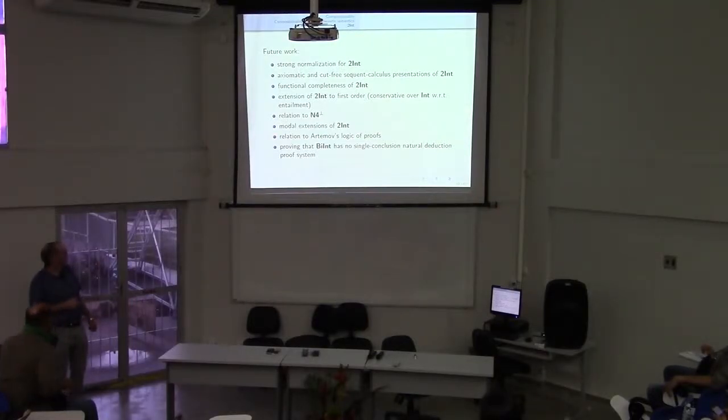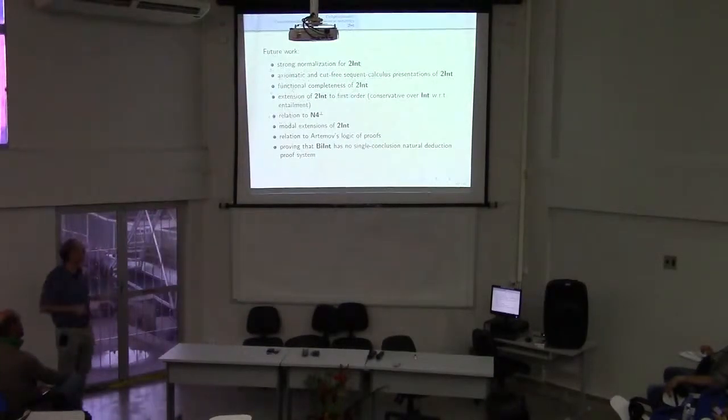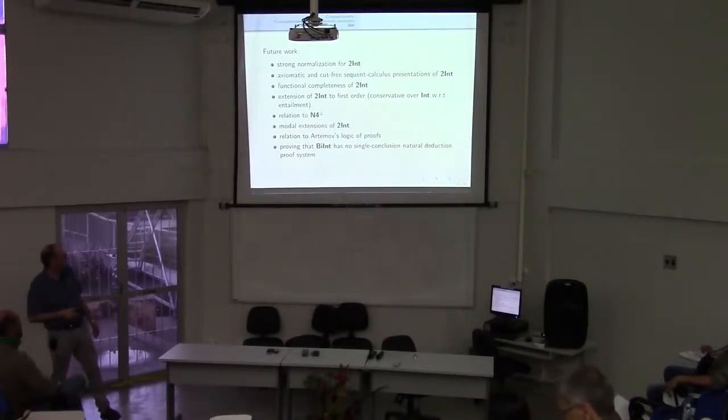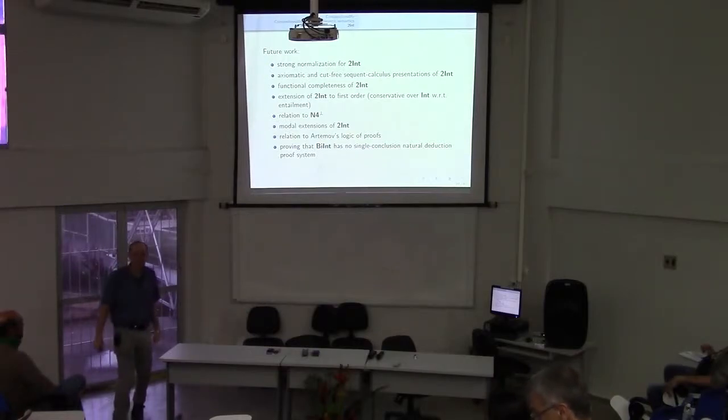One could look at modal extensions of two-intersynistic logic, at its relation to Artemov's logic of proofs, which is based on the Brouwer-Heyting interpretation. And I think it would also be nice if one could prove that bi-intersynistic logic has no single conclusion natural deduction proof system.